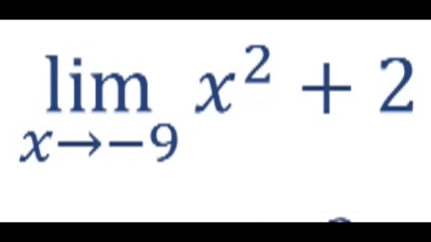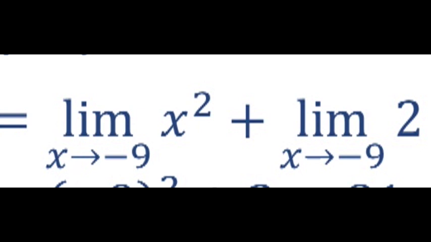Example number 2. Limit of x squared plus 2 as x approaches negative 9. Okay, take note of this that sometimes there is a combination of the previous theorems. So please bear with the operations involved in here. In this example, there is an operation between the functions, which is addition. So you have to get the limit of both functions.